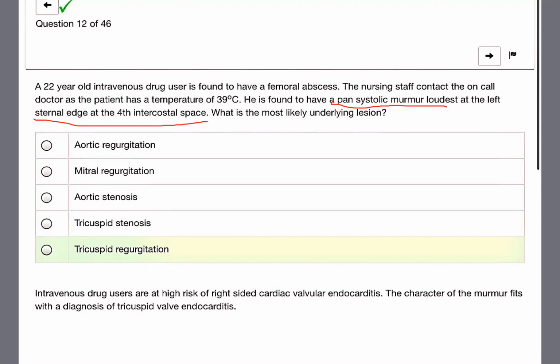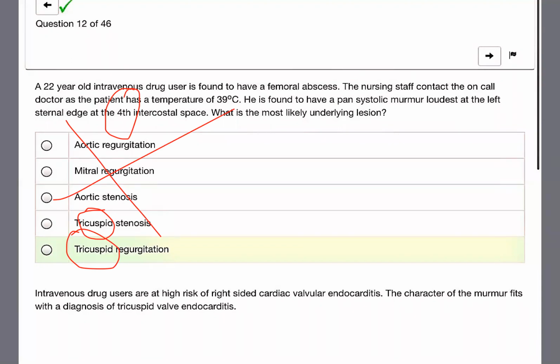But if he told us a pansystolic murmur in the second right intercostal space, what will it be? Aortic stenosis, exactly. So here is the fourth space, so go to the question for the tricuspid, and all this is wrong. Okay?